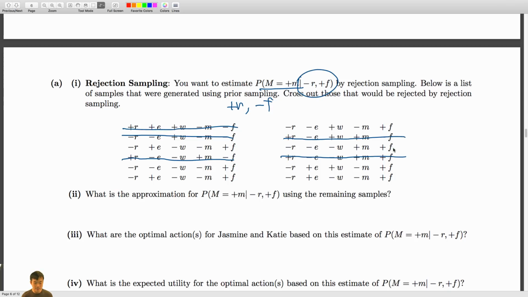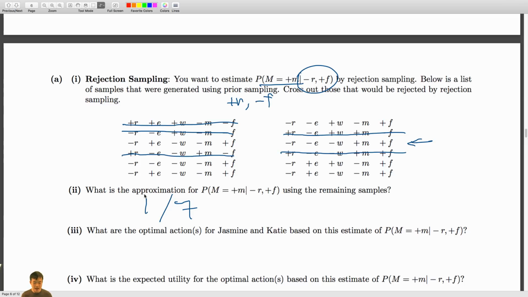Okay, and for all the other samples we haven't eliminated, notice that they all have minus R and plus F as the evidence variables. Given these remaining samples, we're going to want to compute the probability for M to be equal to plus M, given minus R and plus F. Notice that there are 7 remaining samples, and out of these 7 samples, there really is only one sample that has plus M. All the other samples have minus M. So the chance we're going to approximate is 1/7 for this probability of M being equal to plus M, given the evidence that we observe using the sampling technique.